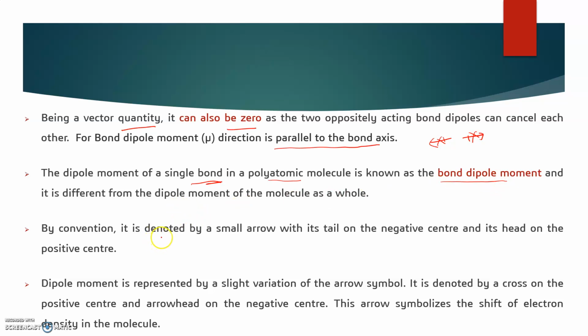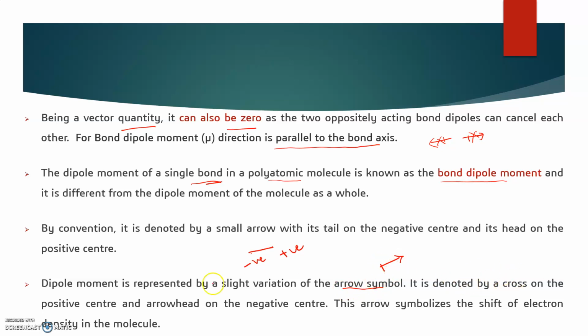By convention, dipole moment is shown with a tail on the negative. Suppose there is a negative center and there is a positive center. It is shown with a tail on the negative center and its head on the positive center. So the head is on the positive center and the tail is on the negative center. And the dipole moment is represented by an arrow symbol.